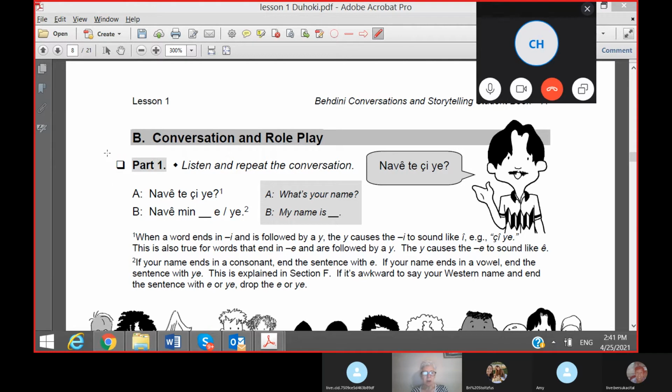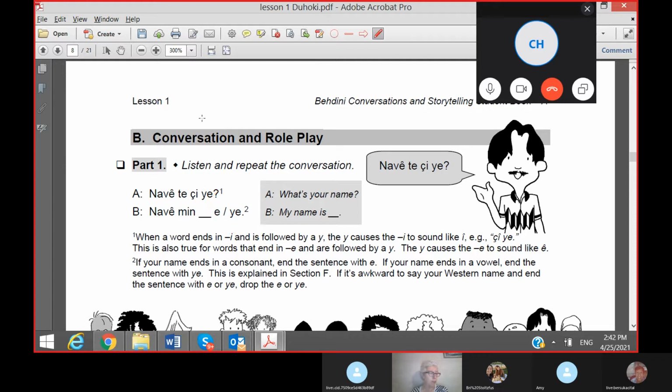So again, just a reminder, when you see this little mark in the margin, that means this is something for you to practice with your language helper. All right, so listen and repeat the conversation. Naveta Chia. And then in the next part, you put your name in. Now, how are you going to know which of the verbs to use? We have 2 verbs. One is a, one is ya.